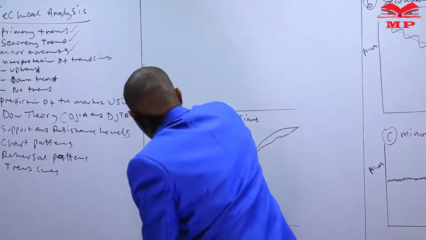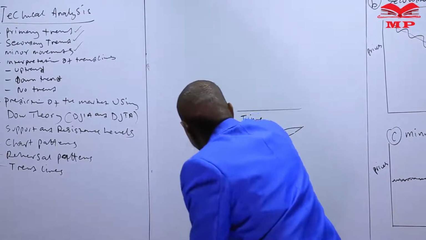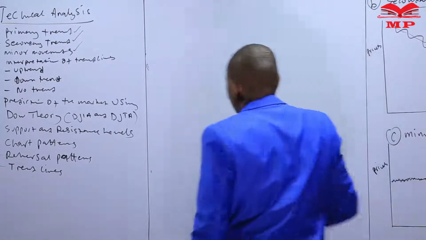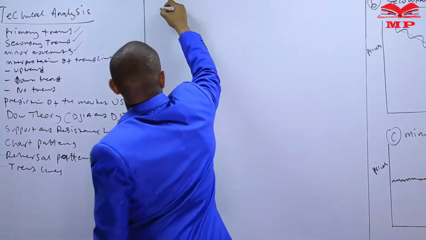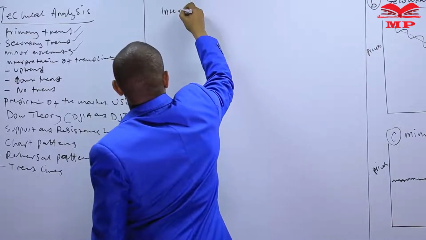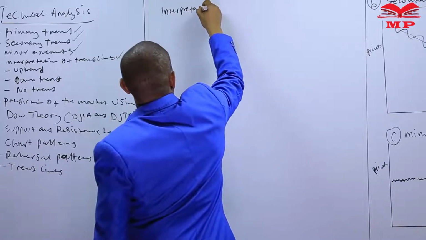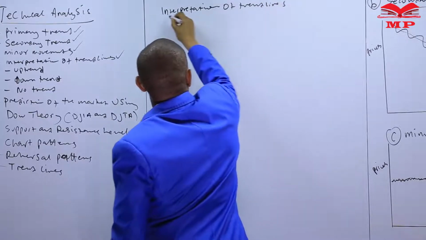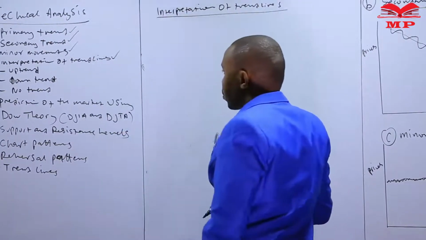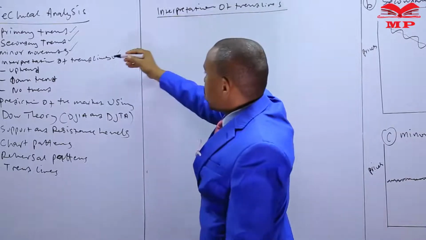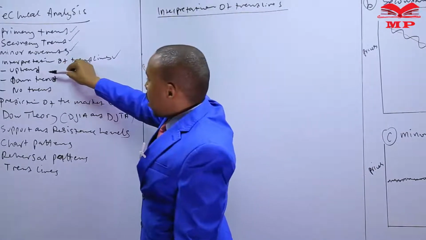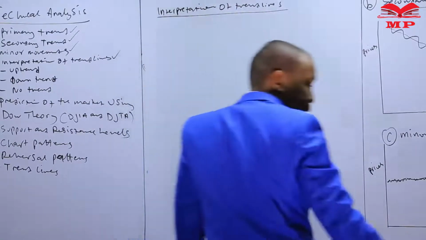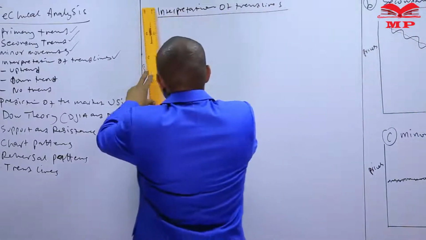We have interpretation of trend lines. Now here, more specifically, we had said an uptrend, a downtrend, and a no trend. And so we are saying in an uptrend, we can show it like this.